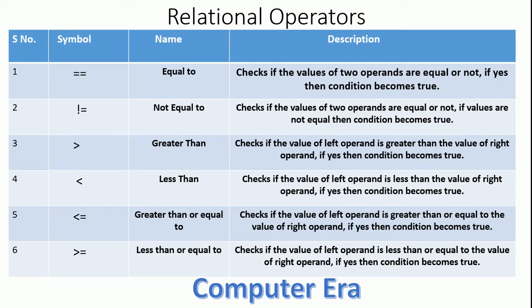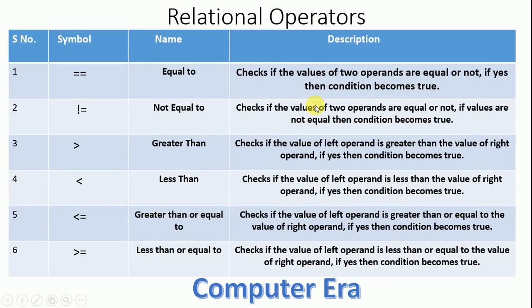Next we have relational operators, how the operators are relating the operands. Let's see the first one, equal to, second not equal to, third greater than, fourth less than, fifth greater than or equal to, and sixth less than or equal to. For equal to, check if the values of the two operands are equal or not. If yes, then the condition becomes true. Basically all relational operators give you output in the form of true or false.